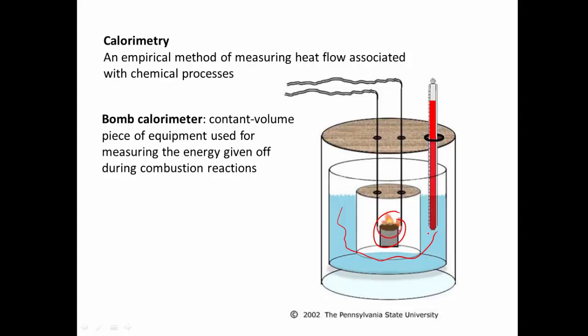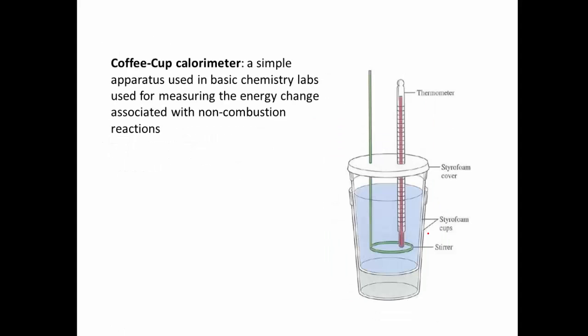The other type of calorimeter, which we'll be using in class, is the coffee cup calorimeter. It's a lot more simple. It is constant pressure rather than constant volume. So in a bomb calorimeter, the pressure actually builds up, but in this calorimeter, the pressure remains the same. We simply have an insulated vessel where an aqueous reaction occurs, and we measure the change in temperature as that reaction occurs. If we have an exothermic reaction, we'll see an increase in temperature. If we have an endothermic reaction, you would see a decrease in temperature.